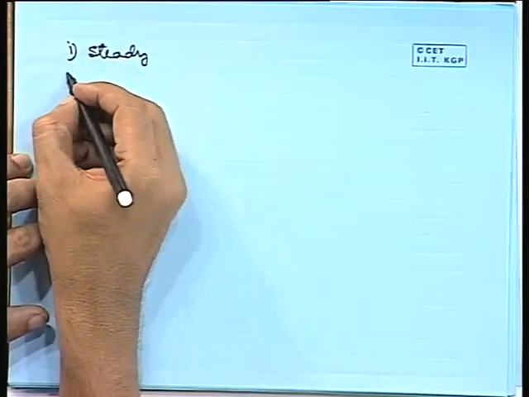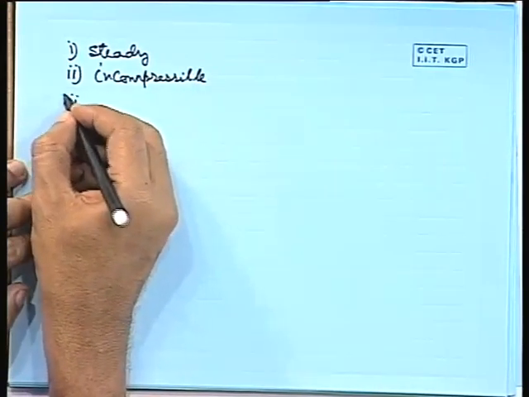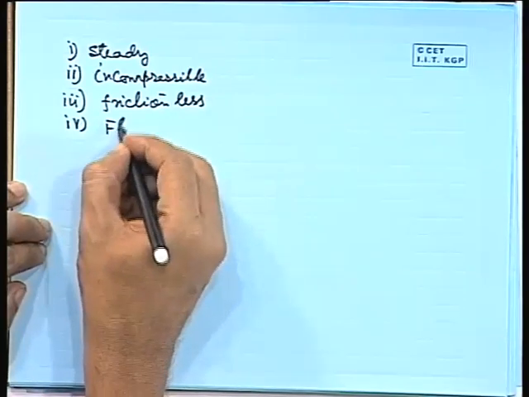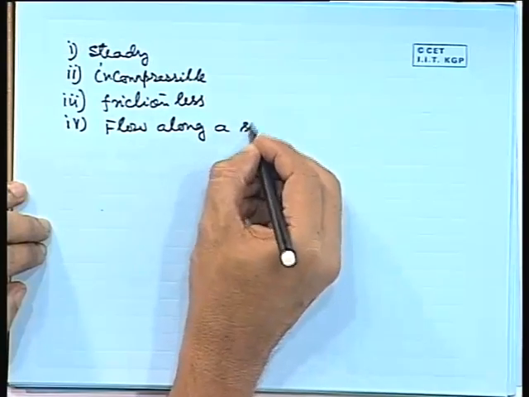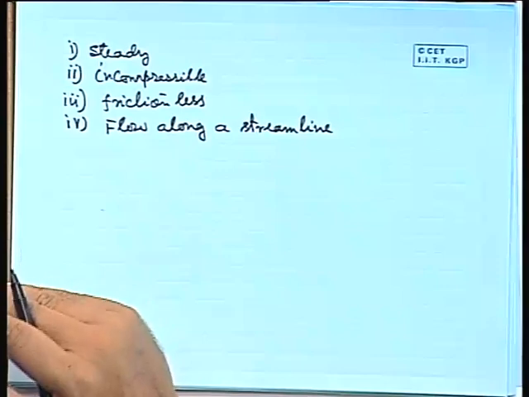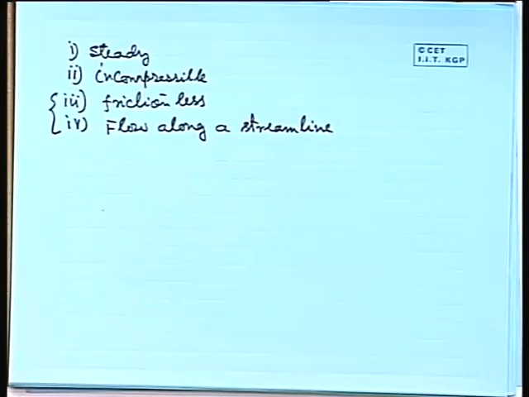Well, now I will go to extending the scope of the Bernoulli equation. See, the Bernoulli equation is for steady, then for incompressible, then for frictionless, and then for flow along a streamline. Well, now we can relax almost all the assumptions, and we can have a modified form of the Bernoulli equation, but I will not do that. I will concentrate mainly on the last two conditions. Flow along a streamline, let us see that.